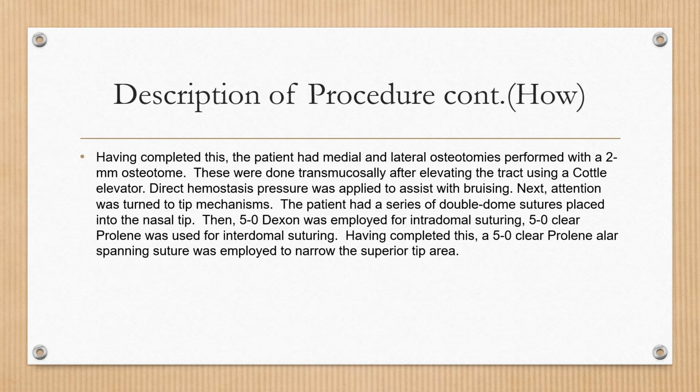Direct hemostasis pressure was applied to assist with bruising. Next, attention was turned to tip mechanisms. The patient had a series of double dome sutures placed into the nasal tip. So now he's suturing up the nasal tip, right? Then a 5/0 Dexon was employed for intradermal suturing. 5/0 clear proline was used for intradermal suturing. And then having completed this, a 5/0 clear proline alar spanning suture was employed to narrow the superior tip area.